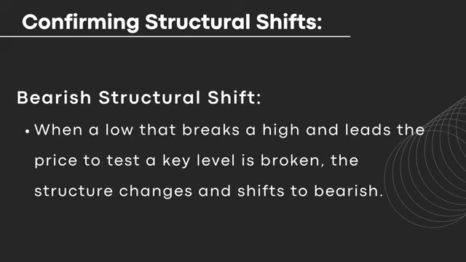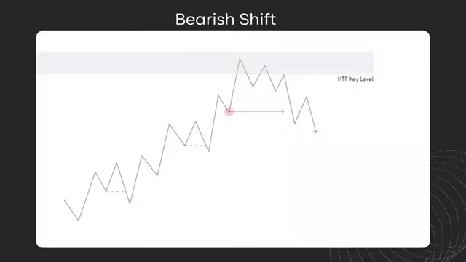Now moving on to the next slide, let's discuss how we can confirm a bearish structural shift while using all of the concepts in conjunction with the advanced market structure. What you're going to look for is the low that breaks the high and leads price to test a key level, and you wait for that low to be broken. Once that particular low is broken, the structure changes and shifts to bearish. Again, this only stands true if price tests the higher time frame key level, the next higher time frame objective or draw on liquidity is lower, and the shift happens at a key time. When the low that breaks the high gets broken, it results in a correct structural shift.